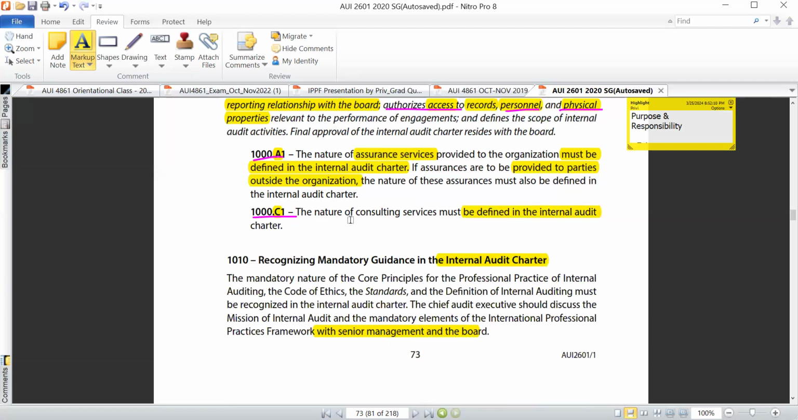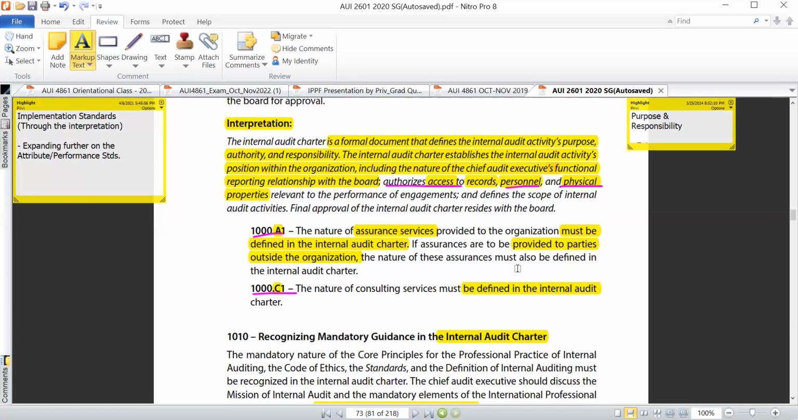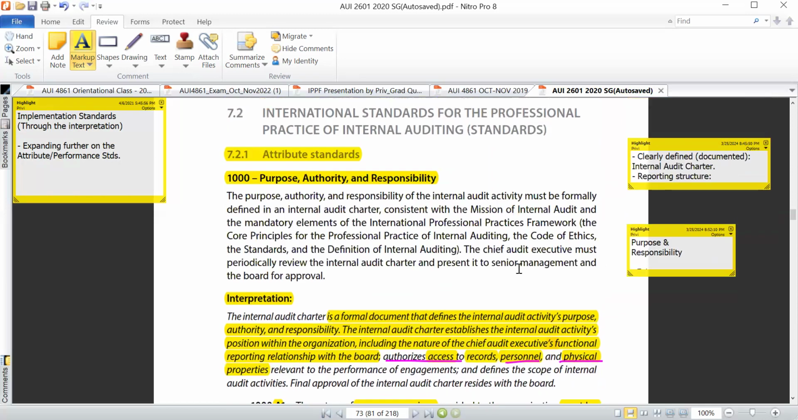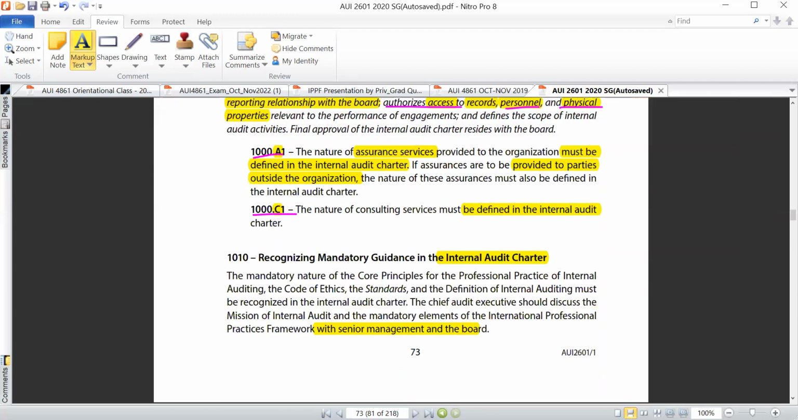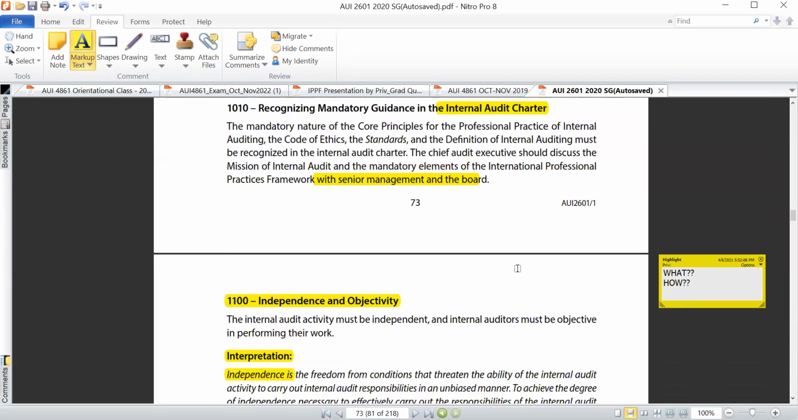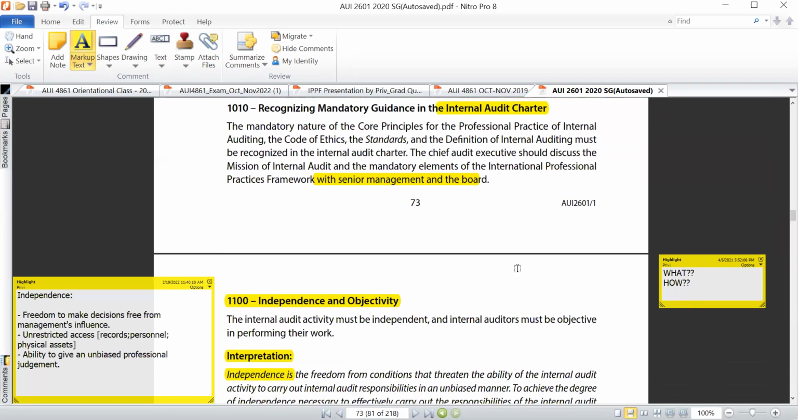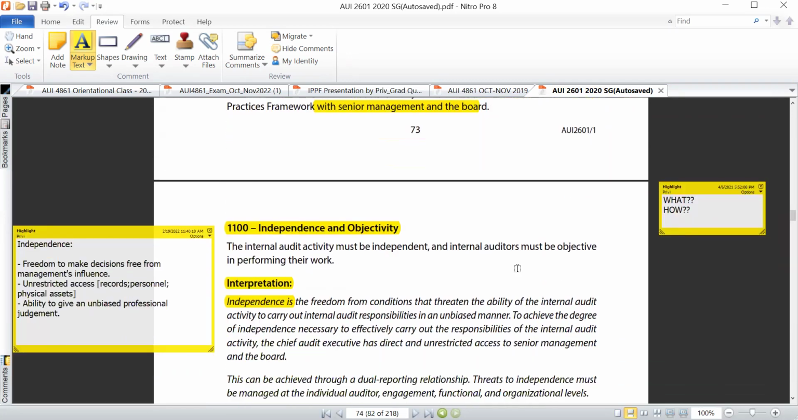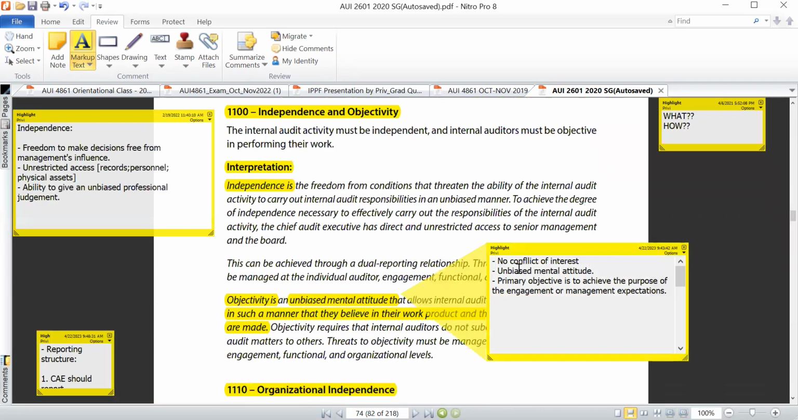Now, just to describe a little bit more and further about this document called the internal audit charter, right? Because we understand that it's one of those blueprints that defines the purpose, authority, and responsibility of the internal auditor. Now, in the charter, we do understand there's something called functional reporting that has to take place. I'm going to explain to you what functional reporting is shortly.